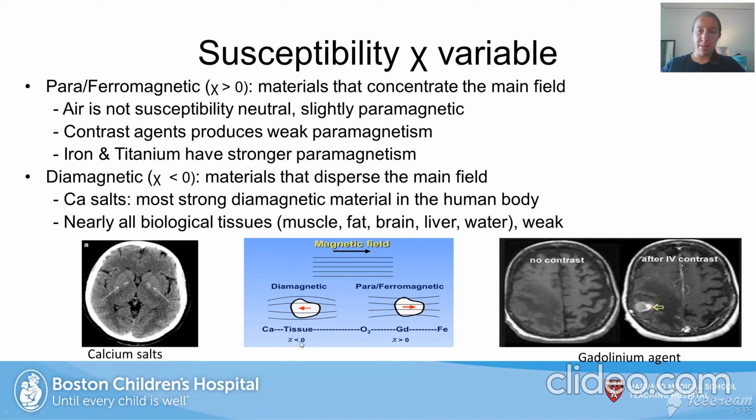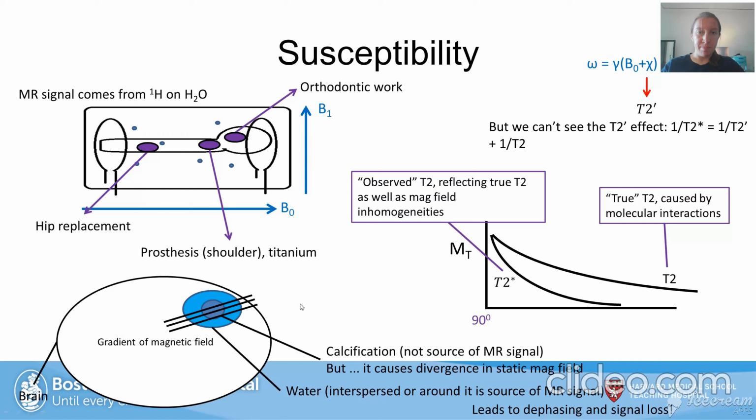So their values are still less than 0, but between each other they have very weak susceptibility differences. A really strong difference in susceptibility would be a calcium salt and something that's strongly ferromagnetic like titanium. So just keep that in mind. These tissues will affect each other only very slightly, but not as much as these other materials will.